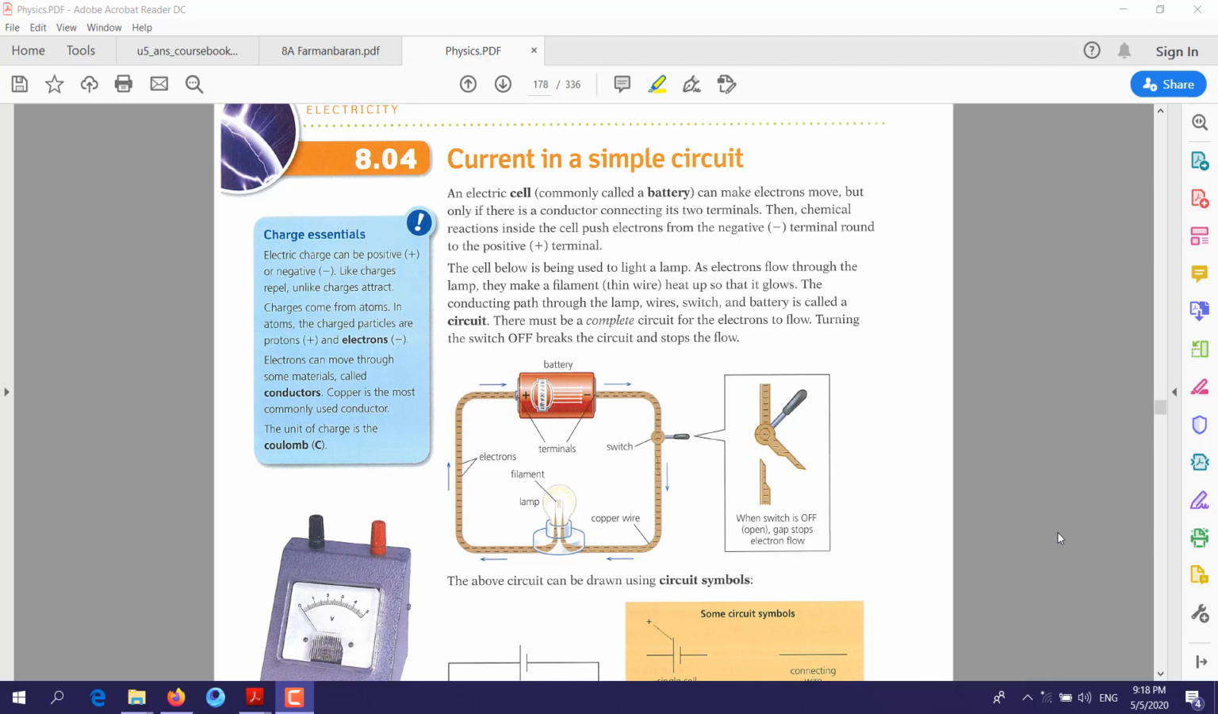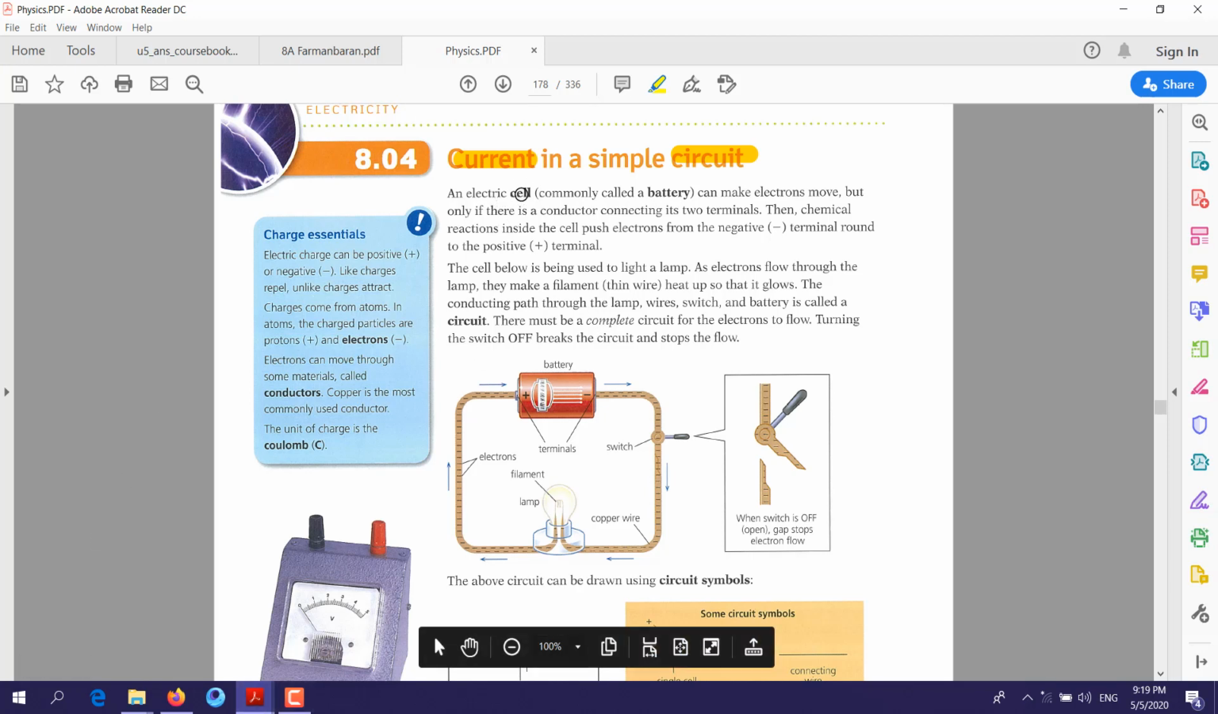Hello everyone. Our lesson today is about current in a simple circuit. Firstly, in this lesson we will explain what we mean by current, and also we will explain what we mean by a circuit, or electric circuit.